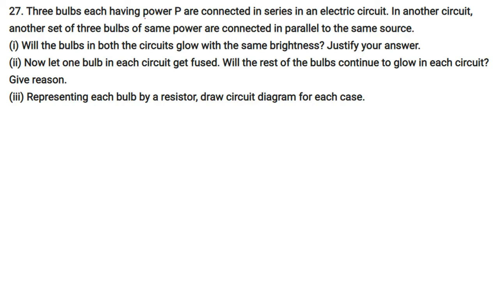Three bulbs each having a power P are connected in series in an electric circuit. In another circuit, another set of three bulbs of same power are connected in parallel to the same source. Will the bulbs in both the circuits glow with the same brightness? You have to justify your answer.